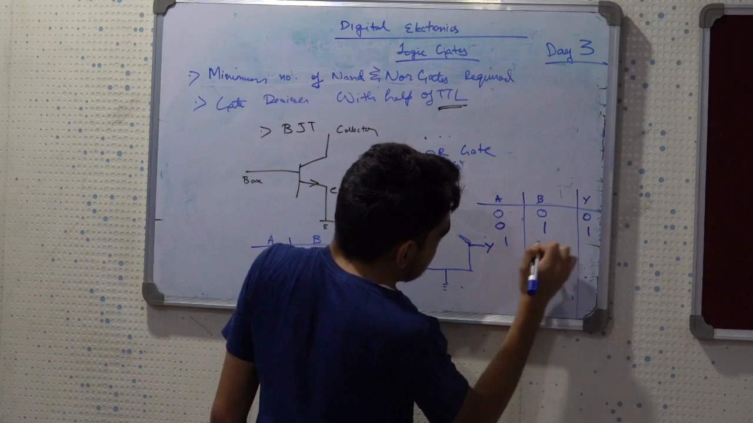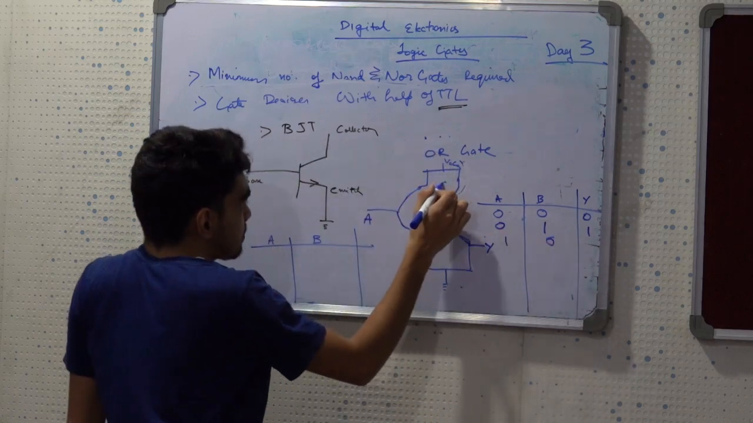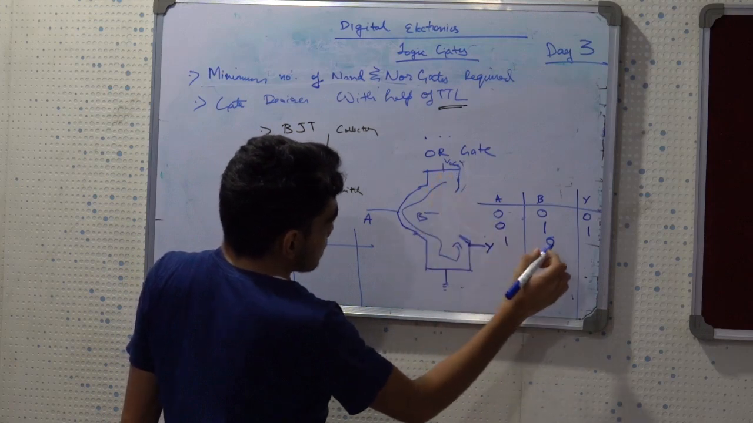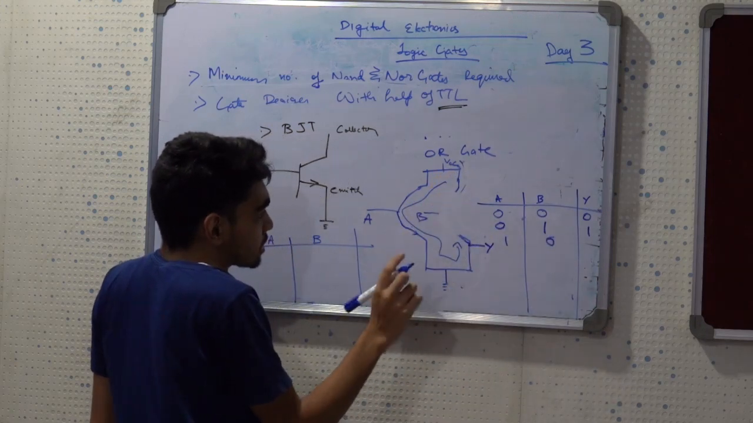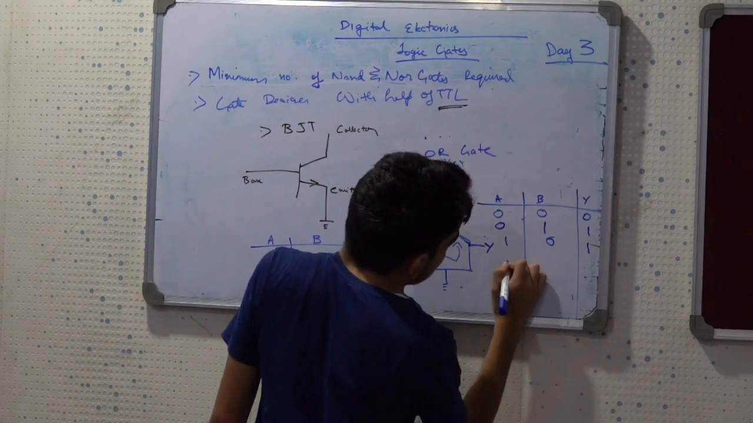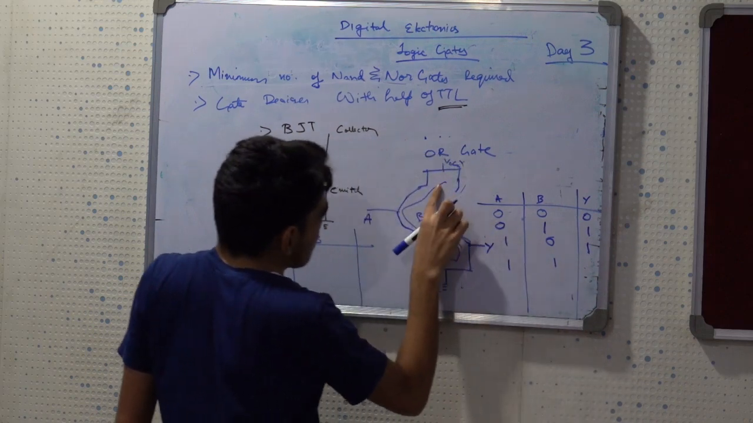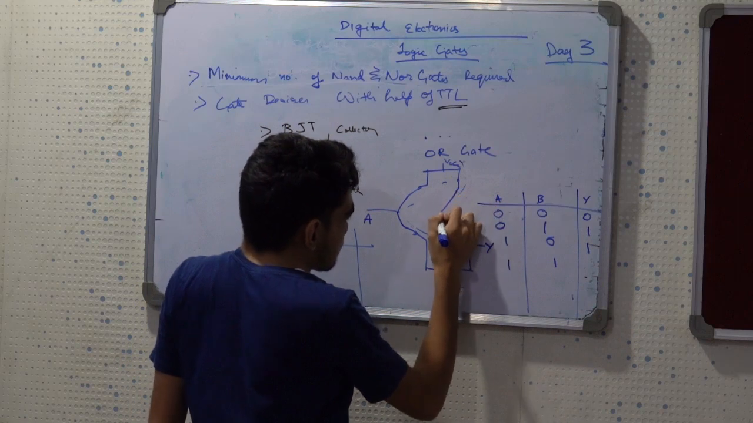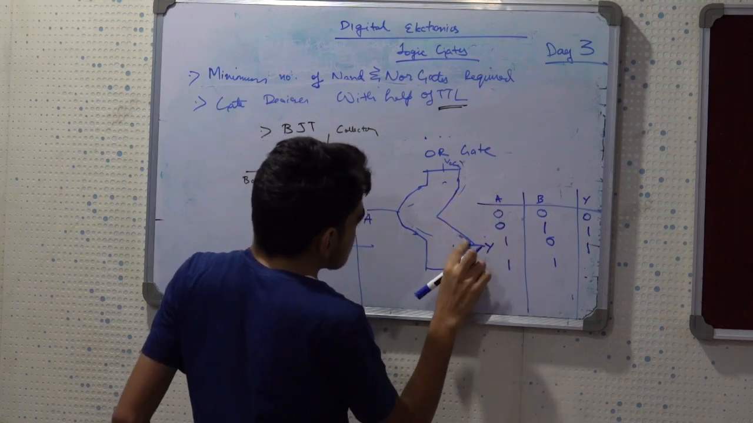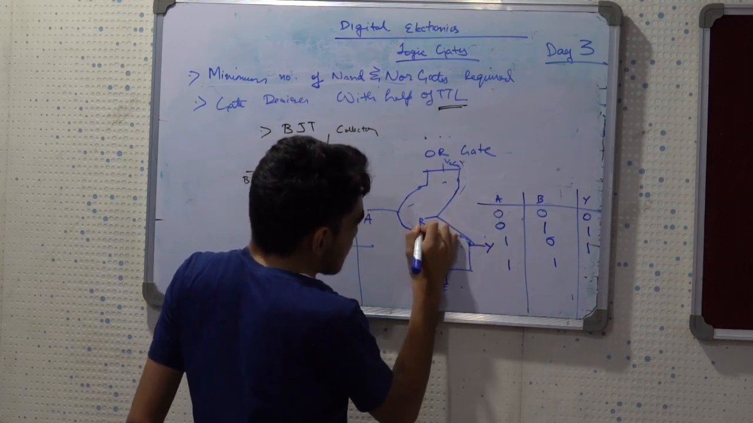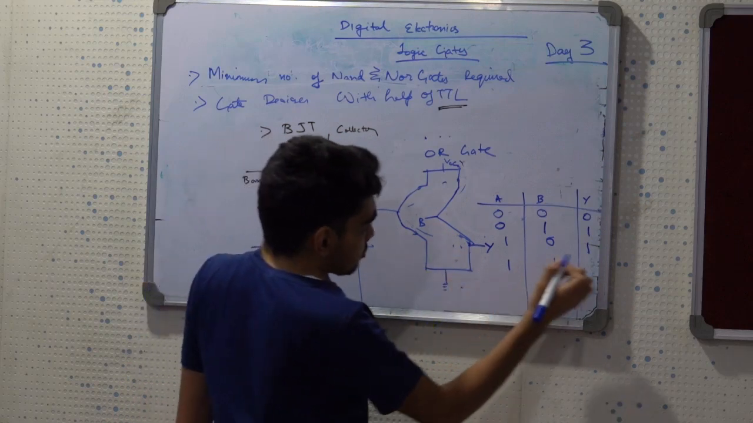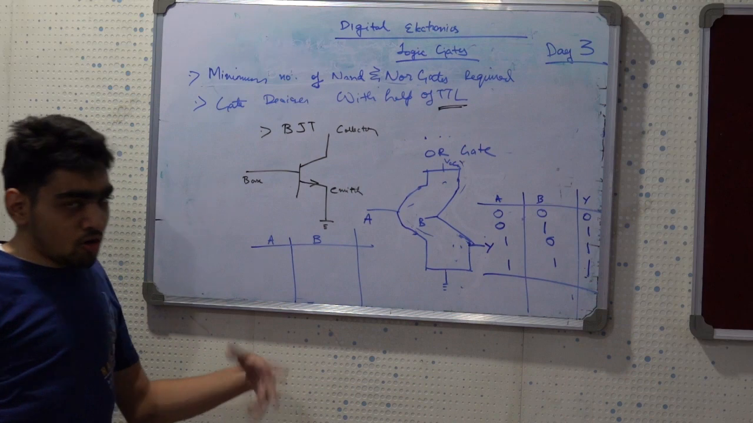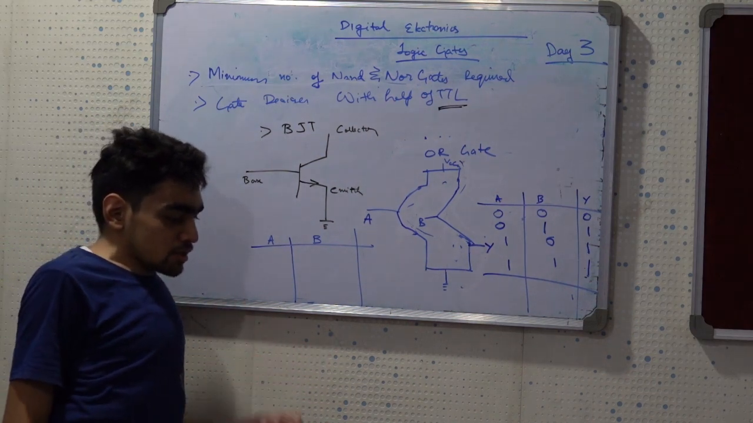Then the Y is high only due to this VCC, due to this short circuit over here. And similarly, when both are high, this becomes short circuited like this, and then the output is always high. So this is how we discuss the OR gate using TTL.